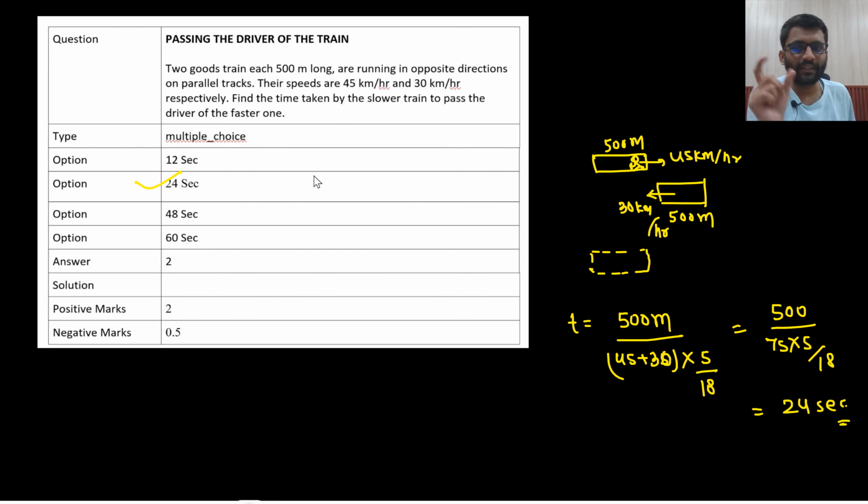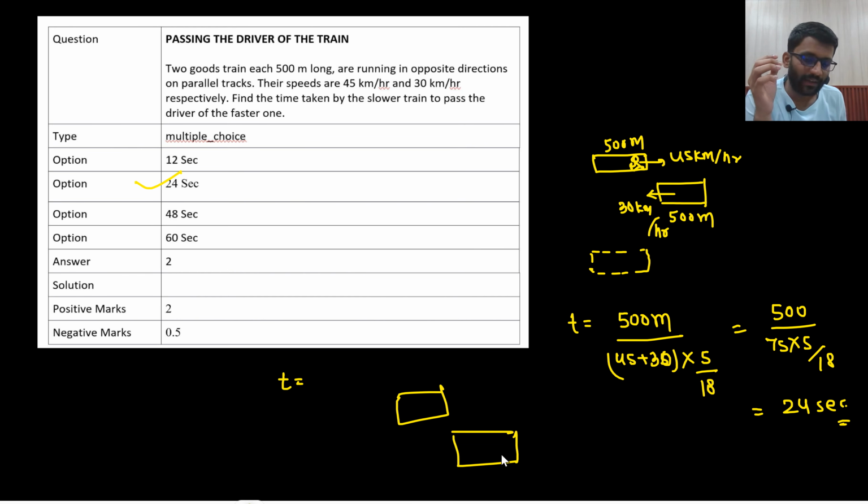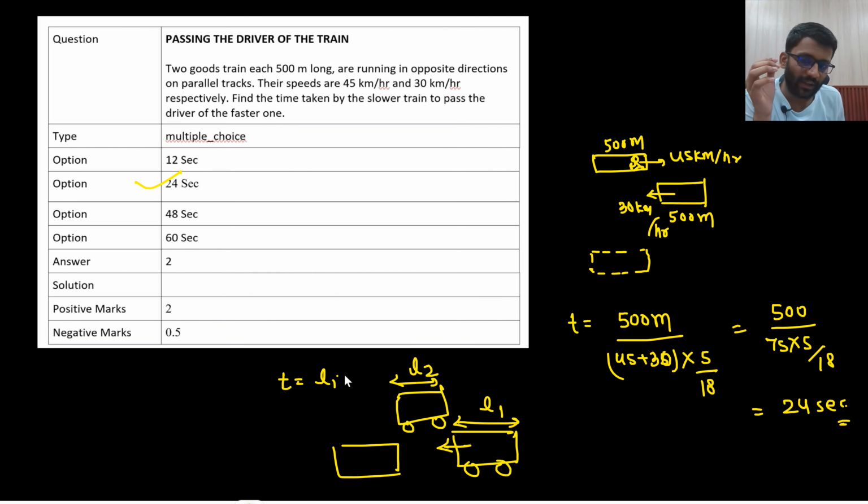Also, if the question was to find the time taken by the slower train to pass the faster train, if you need to pass the complete train, then how much distance would it have been covering? If it is passing the complete train, this is the train and this is the other train, so equal to its length and equal to the length of this train as well. If we are saying that this train has passed this train, that means it has covered this distance. Let's just say this distance is L1 and this distance is L2. So time would have been L1 plus L2 divided by the speed.